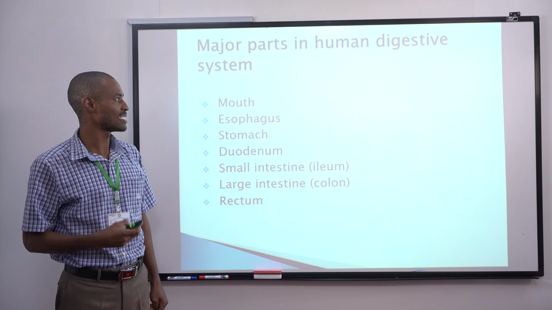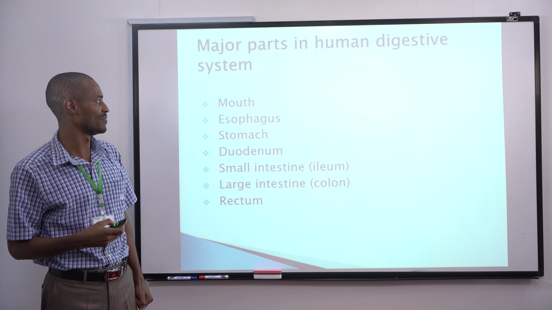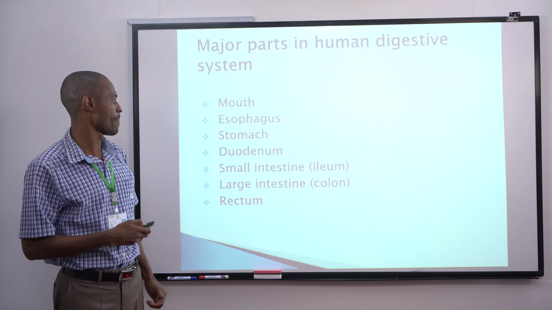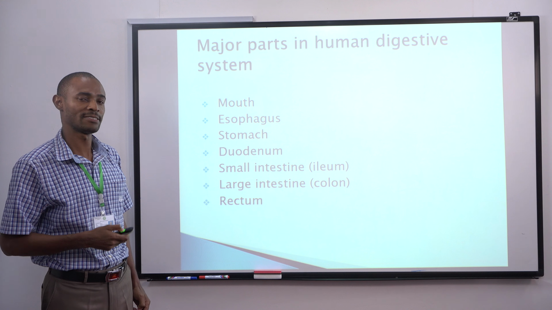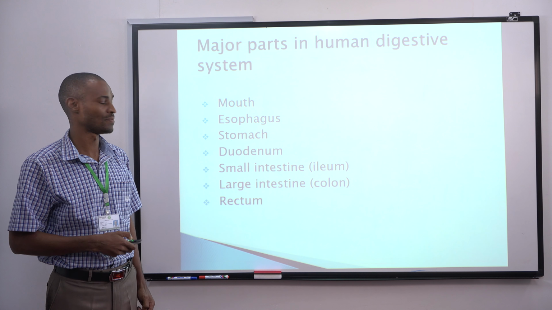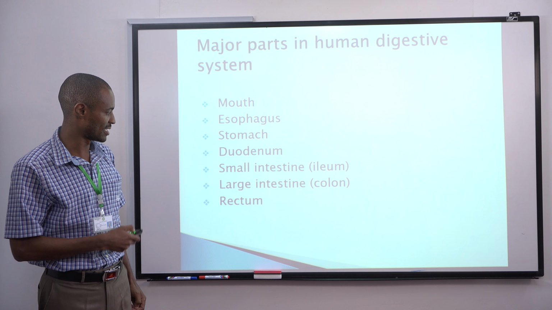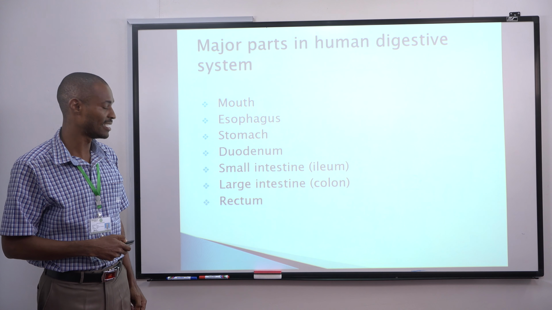Okay, during our last lesson we learned about the major parts in human digestive system. And these are the mouth, the esophagus, the stomach, we have the duodenum, we have the small intestine, the large intestine, and the rectum.